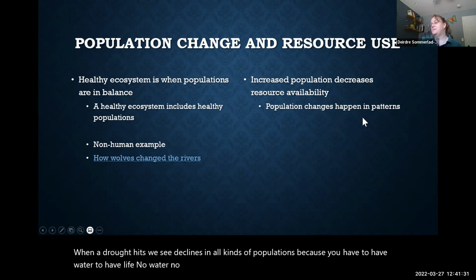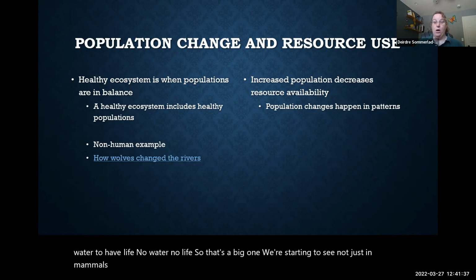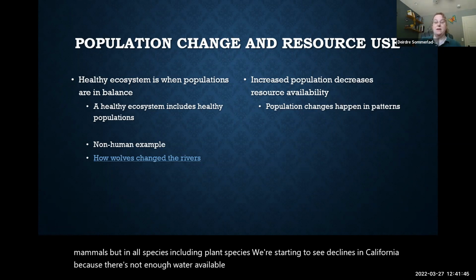So that's a big one we're starting to see, not just in mammals, but in all species, including plant species. We're starting to see declines in California because there's not enough water available for them. And so these species are actually shrinking in their populations.